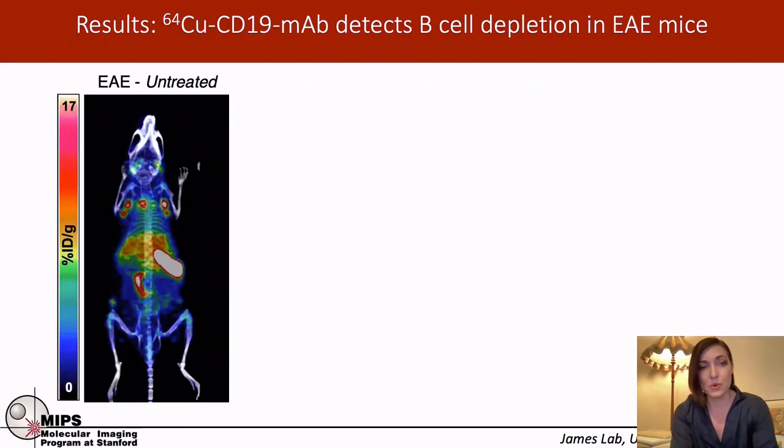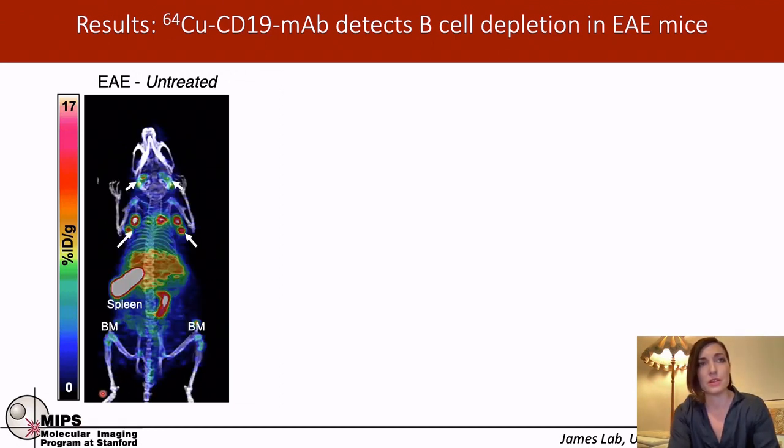And so what were our results? Well, here we are. This is an untreated EAE mouse. And what we see is a lot of signal in the spleen, which is where there are a lot of B cells, so no surprises there. Also in the lymph nodes, where there are B cells, and in the bone marrow, where we find certain subsets of B cells as well that express CD19. So really lighting up the areas that we would expect for a tracer like this.